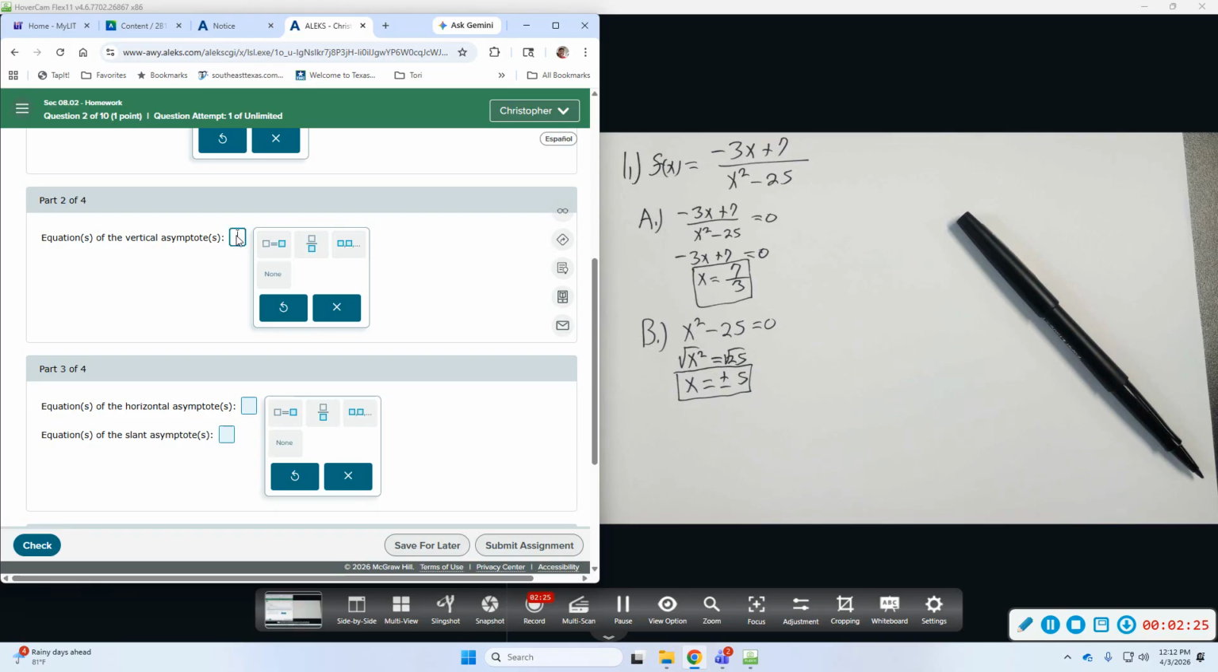So vertical asymptotes, x equals, they won't give me a positive or negative, huh?